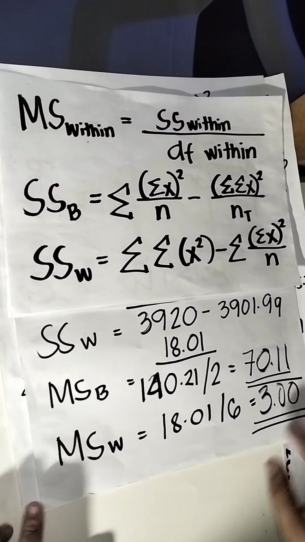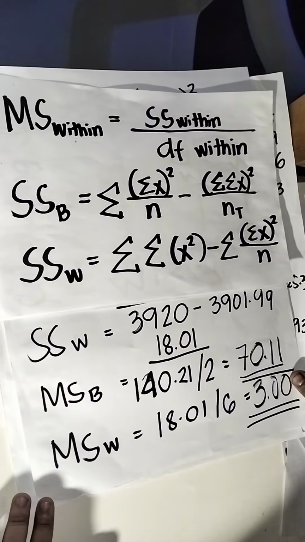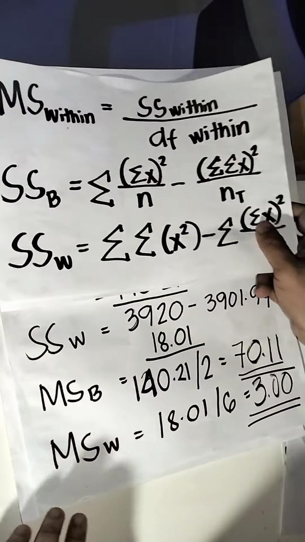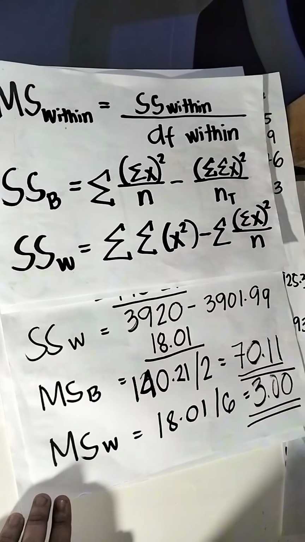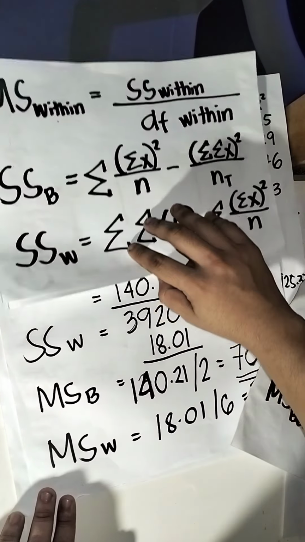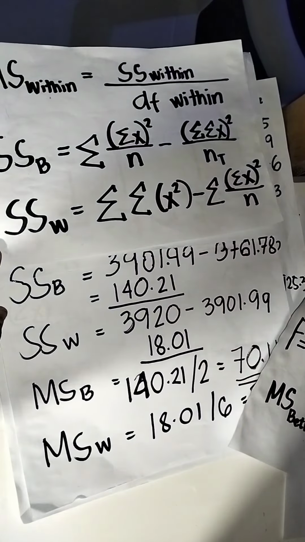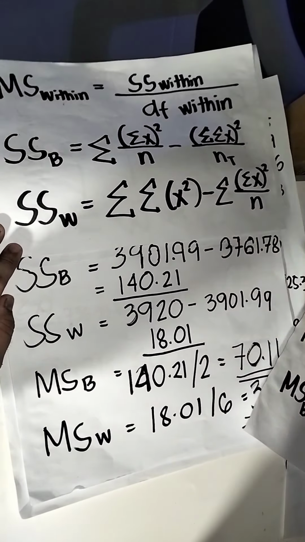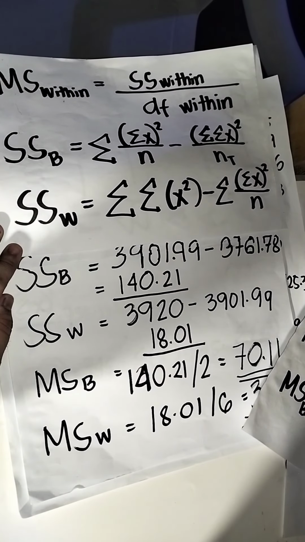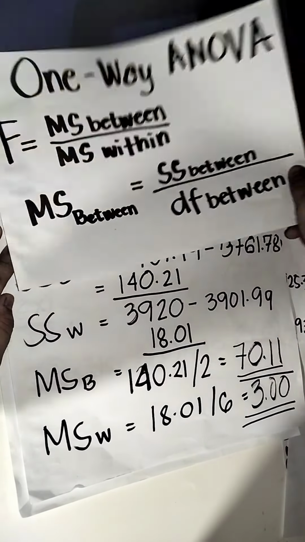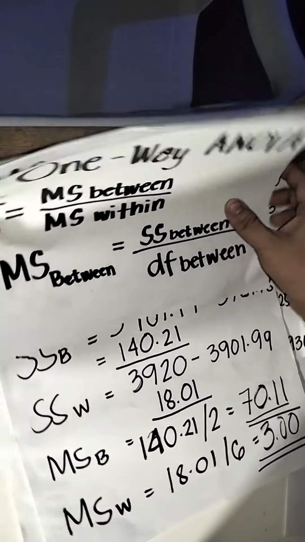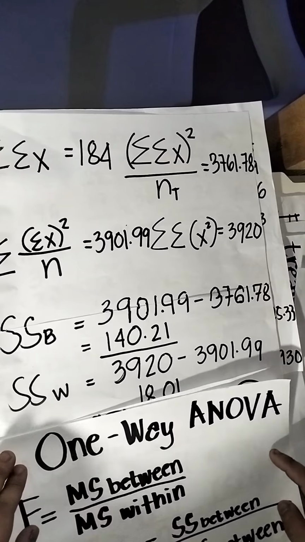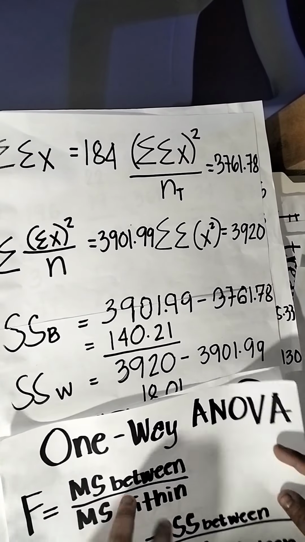Okay. Now we have the value of our SS. Now we have the value for our SSB and SSW. So we will be using the value for our SSB and the value for our SSW in order to get our MS within and MS between. Okay, now we will get our MS between. So for our MS between, what do we need? We need to have our SS between.